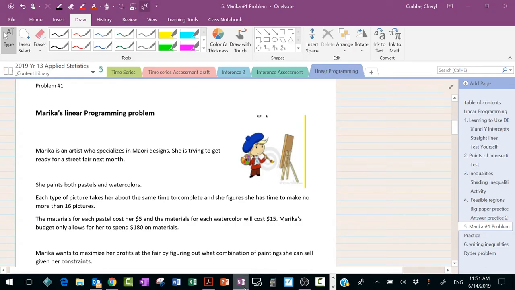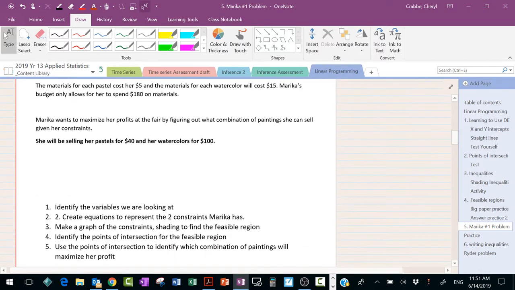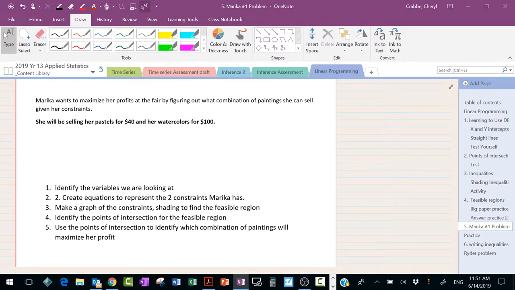Okay, we're going to look at Marika's problem, and we're just going to work through this. This is a full-fledged example of a type of problem that you would encounter, but it's quite simplistic, and a good starting point for what we're going to be doing. When you go through these problems, the first thing you have to do is identify the variables that you're looking at.